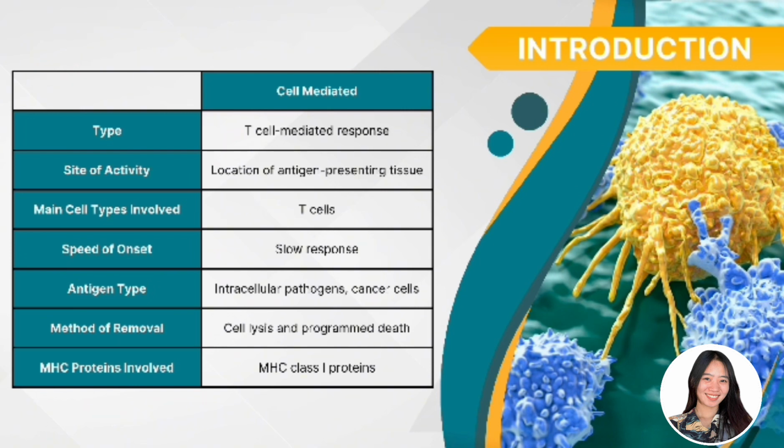These can be removed by cell lysis, or the rupture or destruction of a cell's membrane leading to its death, and by programmed cell death, or apoptosis, which is the controlled and orderly process of cell death that occurs in multicellular organisms. The MHC proteins involved are the MHC class I proteins, which are molecules found on the surface of almost all nucleated cells in vertebrates. Their main function is to present fragments of proteins or peptides derived from within the cell to cytotoxic T cells, or CD8 T cells.